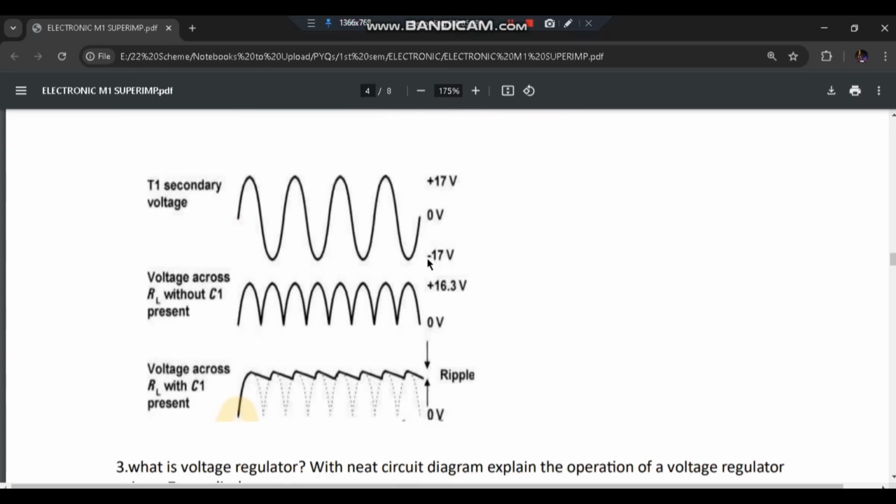So see, like this it happens. It was negative here, it will become positive here. And this is because of C1 and RL; with C1, it becomes a smoother wave.